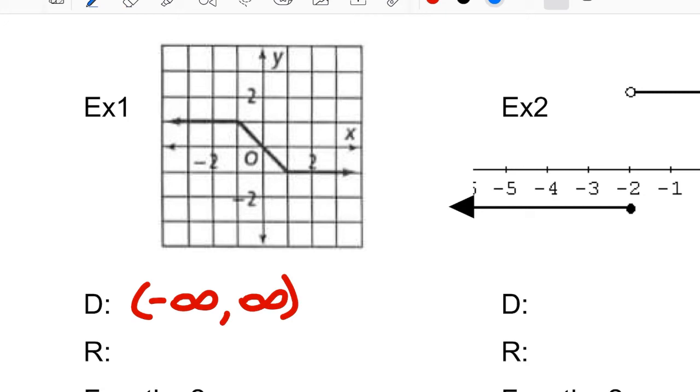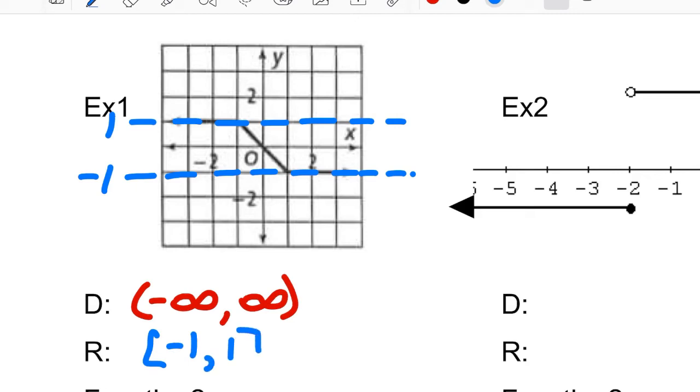The range, you want to more think about the vertical movement of this graph. You should feel like vertically the graph never goes higher than this dashed line, nor any lower than this dashed line. There's no graph up here or down here. That would mean that my range is only in between 1 and -1. And we just need to say so. We need to say that the range is between -1 and 1.